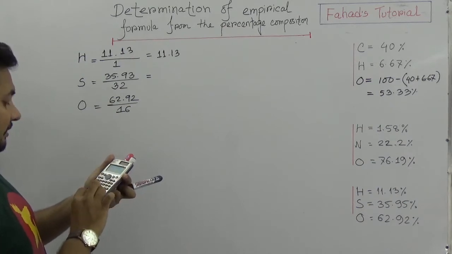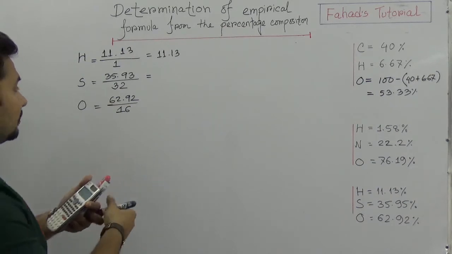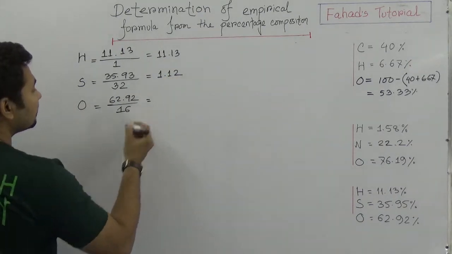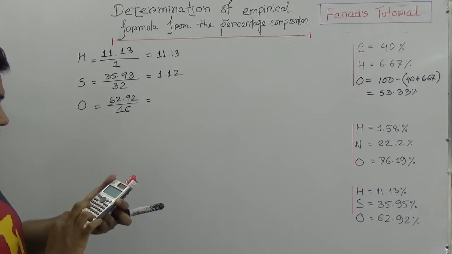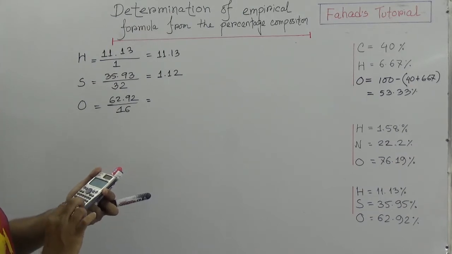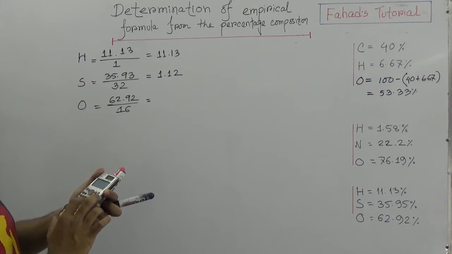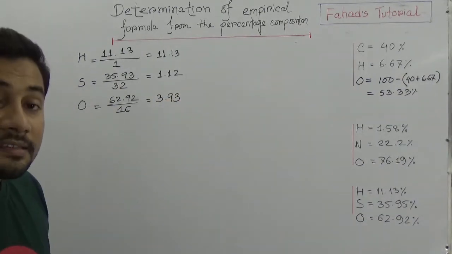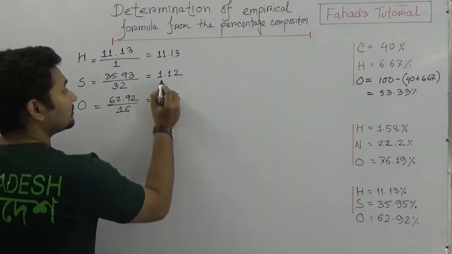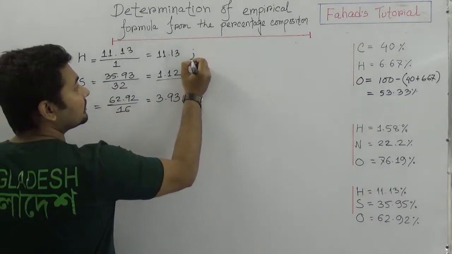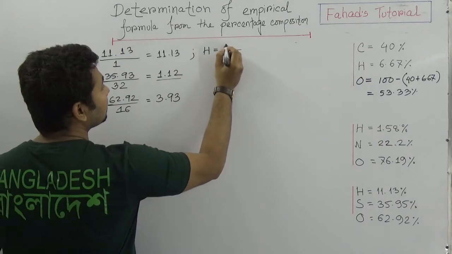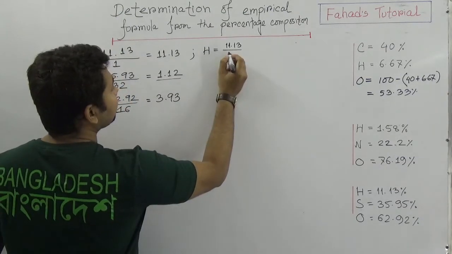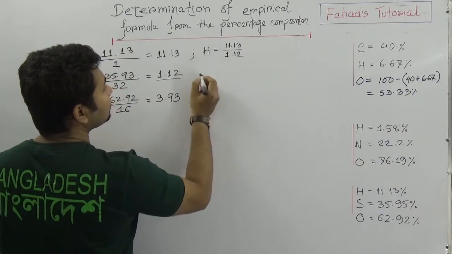35.93 divided by 32 is almost 1.12, and here we got 62.92 divided by 16, which is actually 3.93. Now I see the smallest quotient is this one, 1.12. So I need to divide all of them again by the smallest one, 11.13 by 1.12.